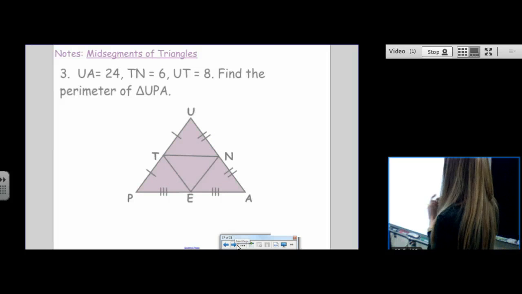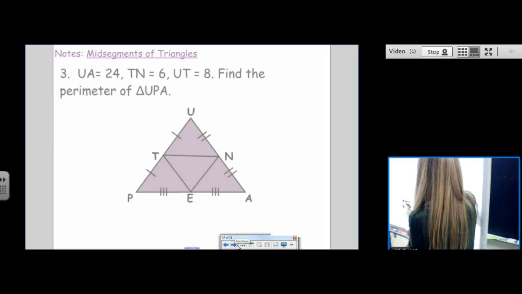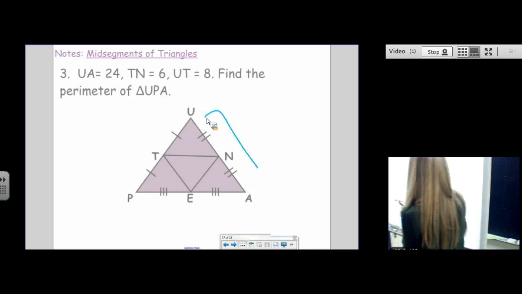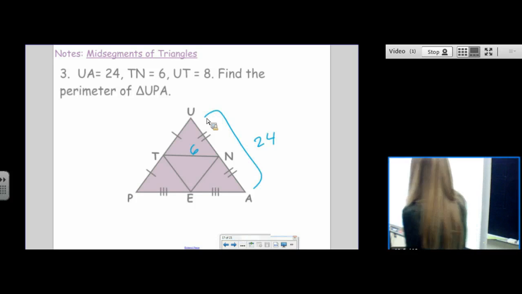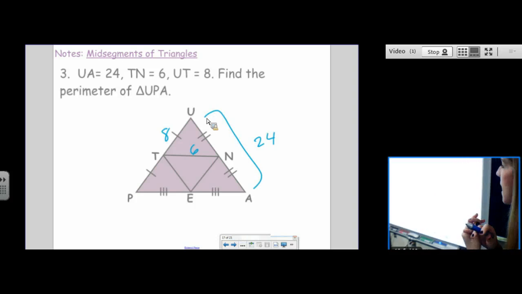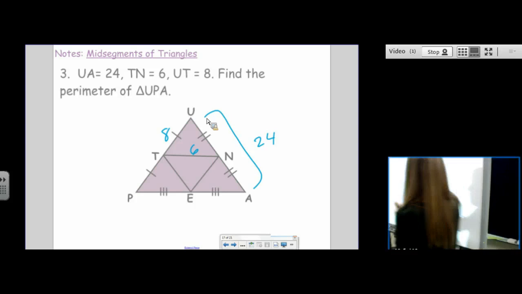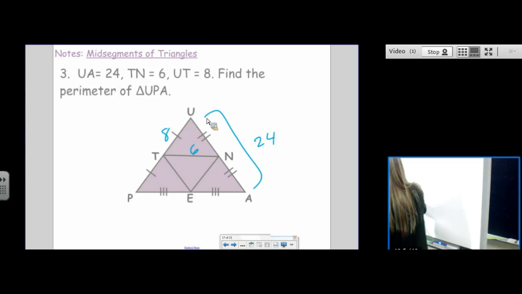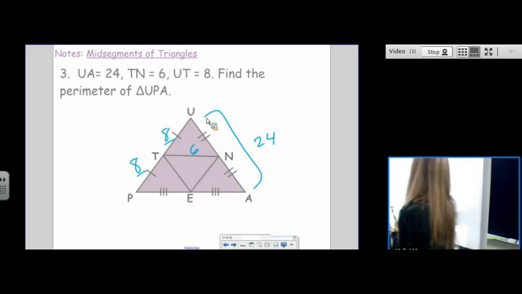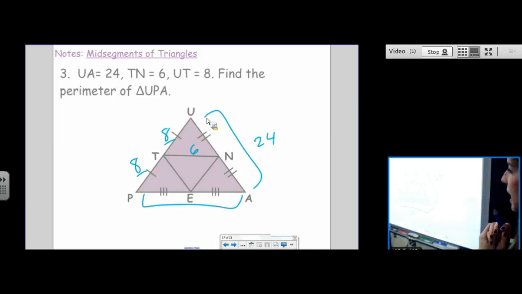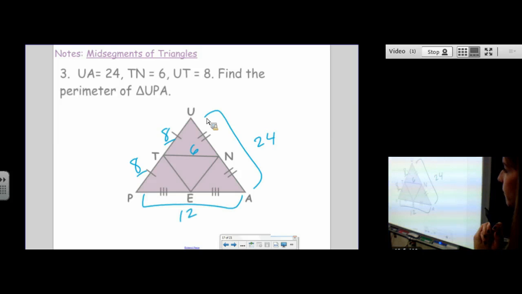Okay? UA is 24, TN is 6, UT is 8. Find the perimeter of UPA. All right, well that's 24. We know this is 8, so this is 8. And then we just take 6 and we double it. And then you add up the sides of UPA.